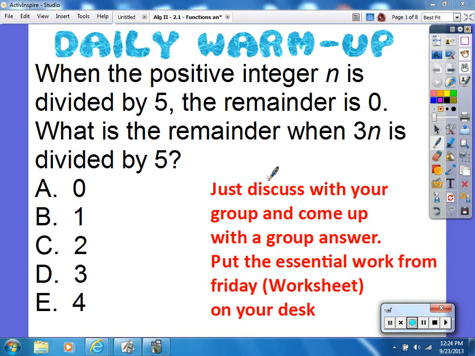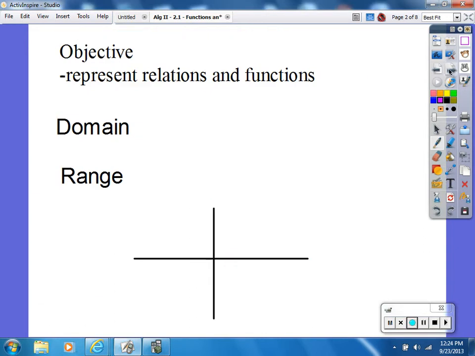Came up with the answer A equals 0, and we also discussed how we did that. So today, we're actually going to represent relations and functions. So take a minute and get that into your spiral notebook, into your table of contents, and on the correct page.